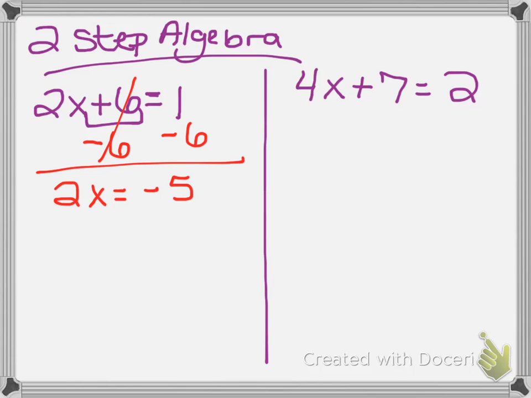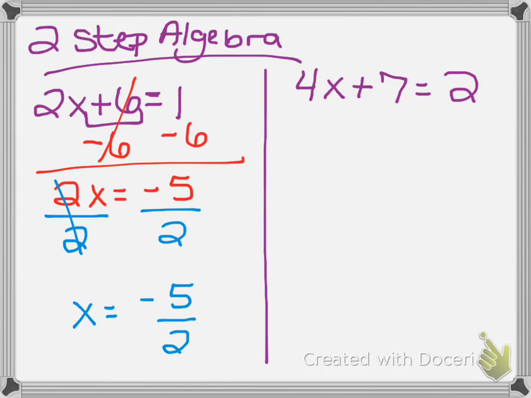Now I'm not done with the equation because I have a 2 in front of my x still. So what I want to do in this case is 2x is multiplication. The opposite is division. So I'm going to do divided by 2 on this side. And what I do to one side, I do to the other. So in this case, I'm going to get x equals negative 5 over 2. And if you want to reduce that, you can do so.